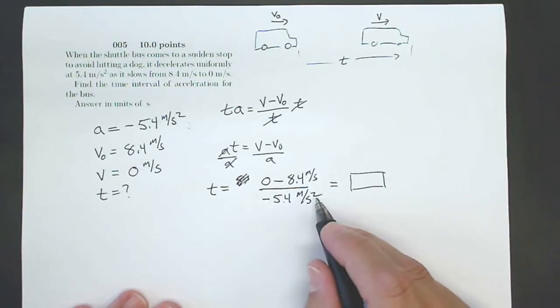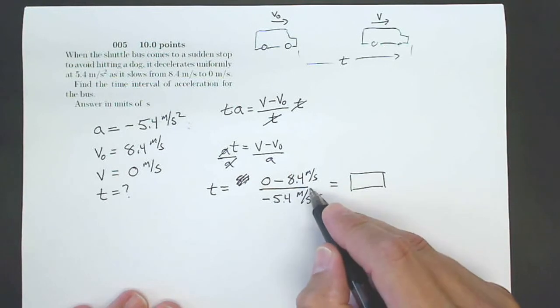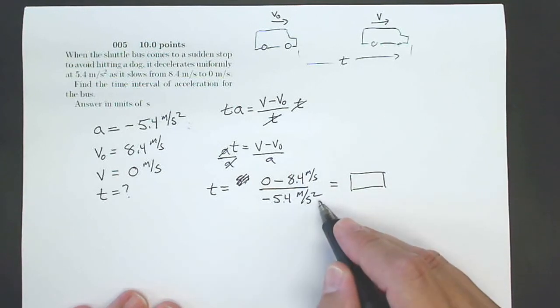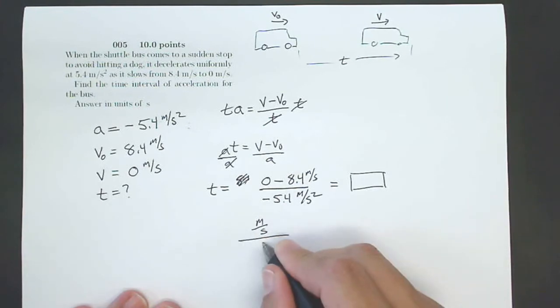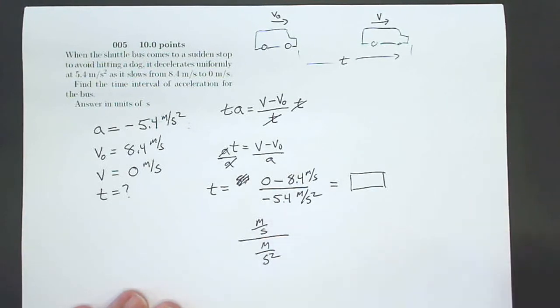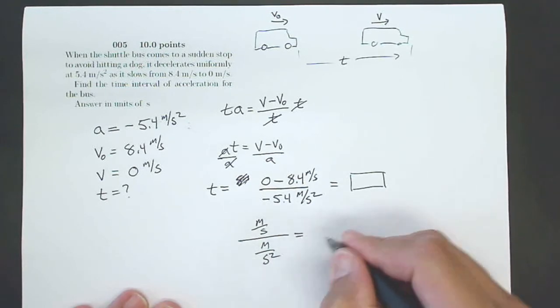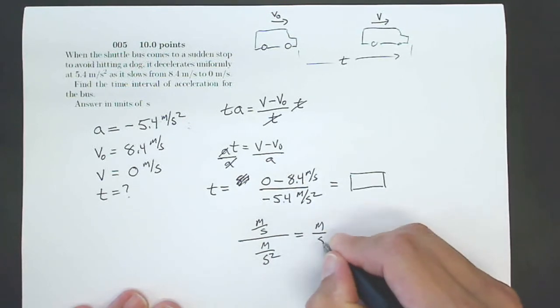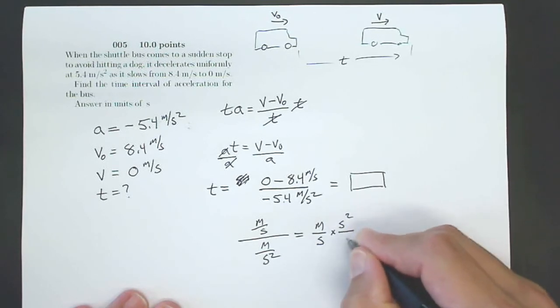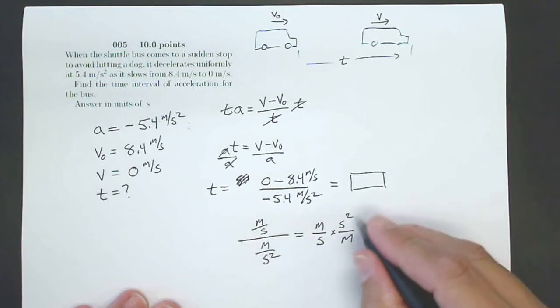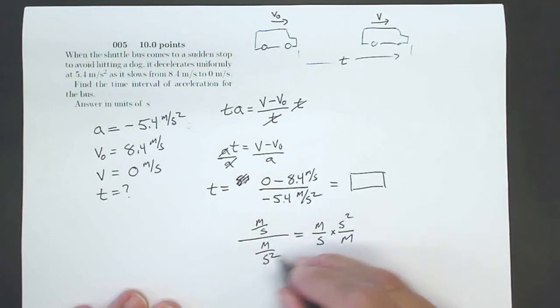Now what about my units? I've got meters per second divided by meters per second squared. You should remember that when you're dividing by a fraction, it's the same thing as multiplying by the inverse of the fraction. So this is the same thing as meters divided by seconds times seconds squared over meters, because if I flip this, that's what it becomes. So you can multiply by the inverse.